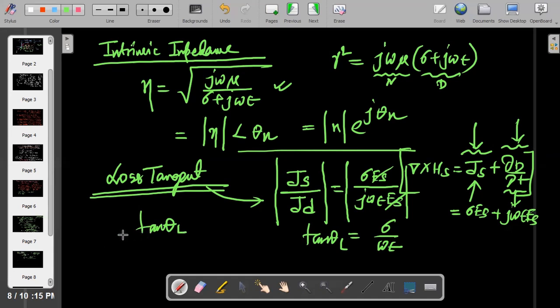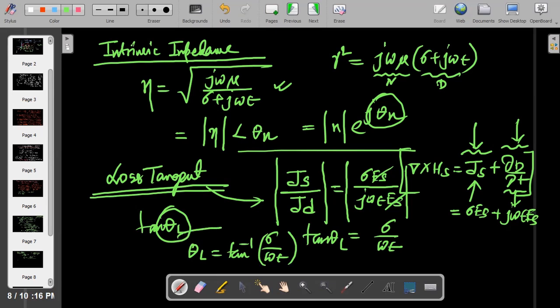Now, all of you please follow. This theta L and this theta N are different. Again, I'm telling, students are confused with these two thetas. Intrinsic impedance phase is represented by your theta N. Loss tangent means how much loss is there, and that is represented by theta L. Both are not the same. There is a relation, I will come to it. What is the relation between theta L and theta N? So tan theta L is this one. So what will be your theta L? It is nothing but tan inverse of sigma divided by omega into epsilon.